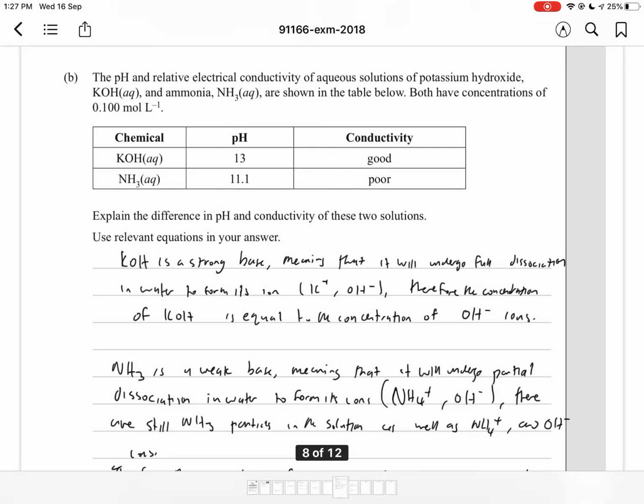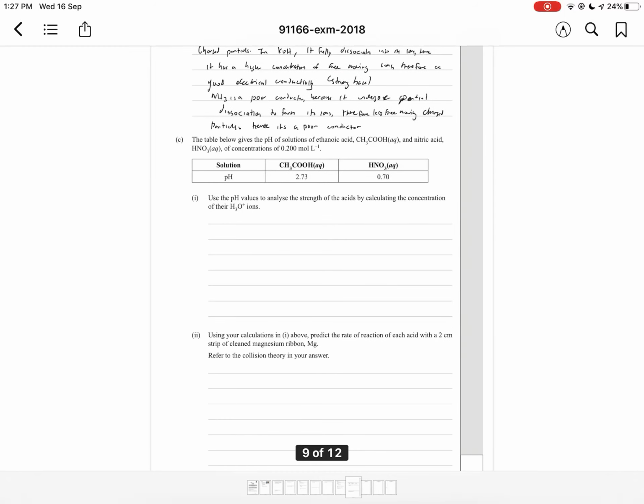For NH3, it's going to undergo partial dissociation. Okay, only some ions will be produced. The number of ions is less than KOH. Therefore, the difference between the hydronium ions and the OH minus ions is less than if it was KOH. Therefore, the pH will be less than the pH of KOH. Okay, so that's basically your main point for the pH.